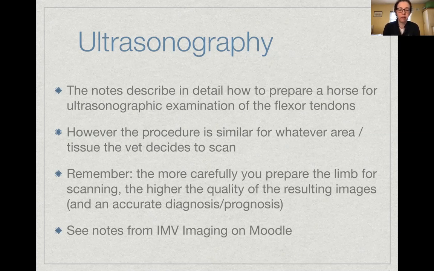However, the procedure is similar for whatever part of the body or tissue the vet decides to scan. So whether it's flexor tendons in an athletic horse or the abdomen of a foal with colic, the principle is the same. However, the good news is that when we're scanning the heart or the thorax, so looking at the lungs of a foal, for example, or the abdomen, we're normally using a 5 or 3.5 megahertz scanner. We generally don't need to clip the hair coat to get a good quality image. If we think about clipping the hair coat off the flexor tendons of the horse, that's a relatively small part of the horse to clip.